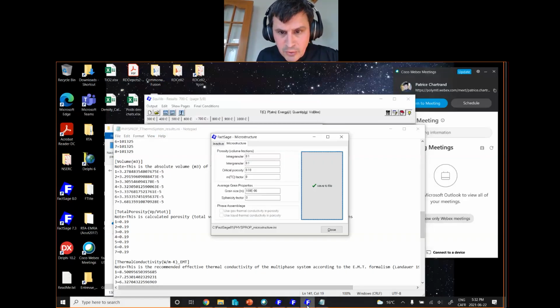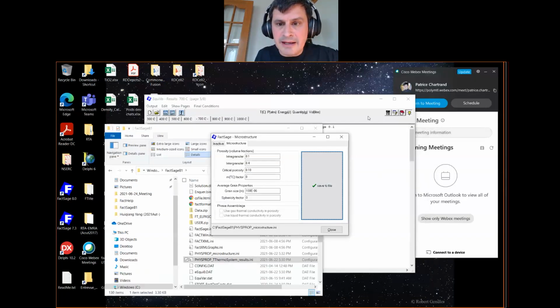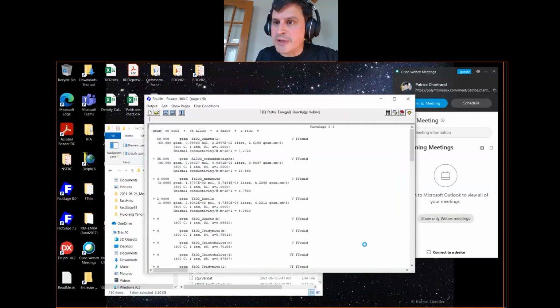If now I go to the microstructure program and I put an intergranular porosity of 40% and I save, and I will go back to equilibrium and reperform the calculation, I will get the same values for the thermal conductivity of all the phases at the same temperatures, with the same phase fraction.